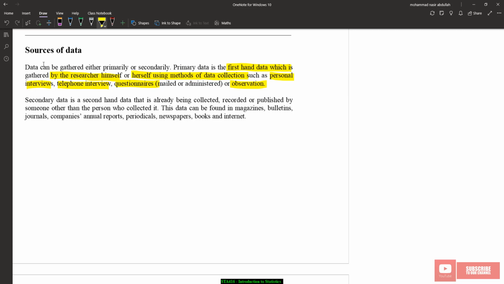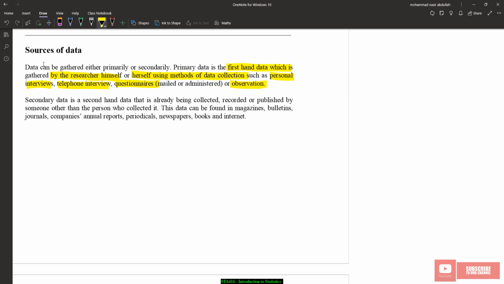Secondary data means it's second-hand data. Somebody else has already collected the data and published it somewhere. For example, let's say student CGPA. The CGPA data of students is already in the UiTM database. So it's already in the database. If you want to access the data, you are the second person to get the data, right?